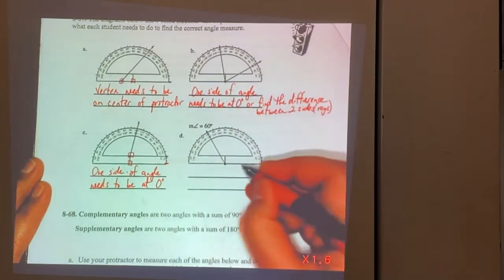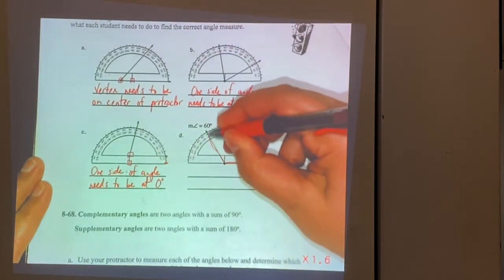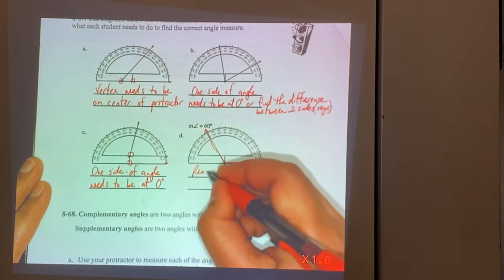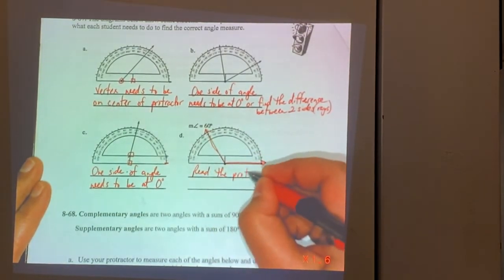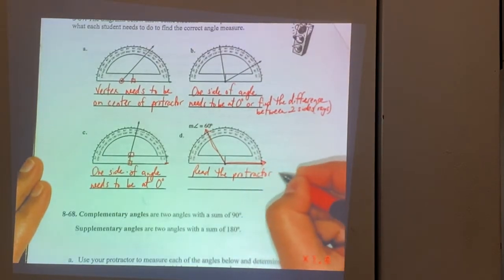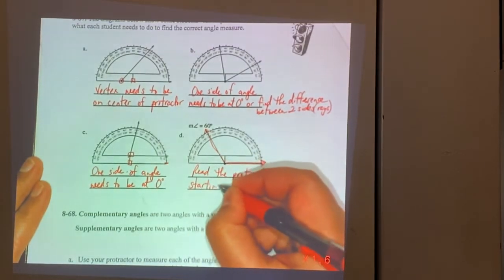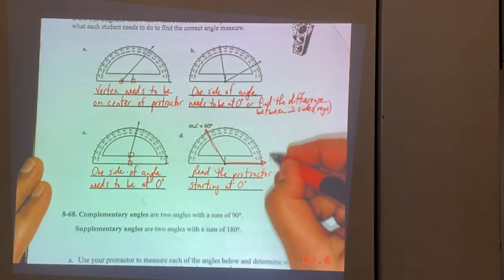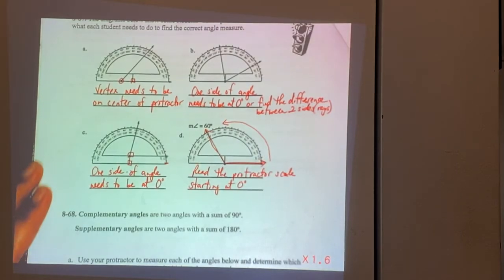Okay? And if this is your angle right here, this big one, look, that's supposed to be greater than 90, and they're saying it's 60. So read the protractor scale starting at 0 degrees. Because 0 degrees is here, and it opened this way.